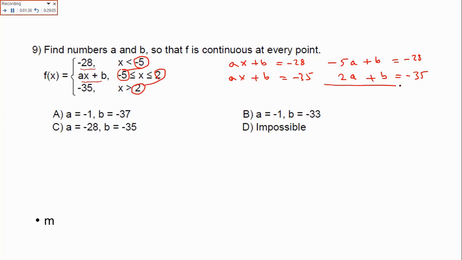Now we can just go ahead and subtract. So let me put a negative sign here, a negative sign here, and a positive sign here. Negative 5a minus 2a will give us negative 7a, and the b will go. And this is going to give us 7. That means a is equal to negative 1.